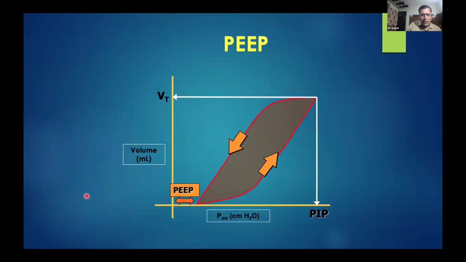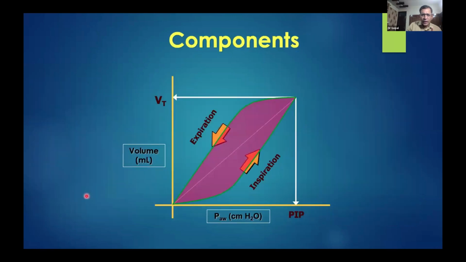I forgot to mention one important point here. In the PV loop, the inclination of the curve actually tells you about compliance. The tidal volume delivered with respect to the pressure being used is the compliance, and this angle or inclination tells you about compliance. The more upright it is, the better it is for the baby. Compliance is better. The more flattened the curve is, the lower the compliance. We'll use this in further loops.